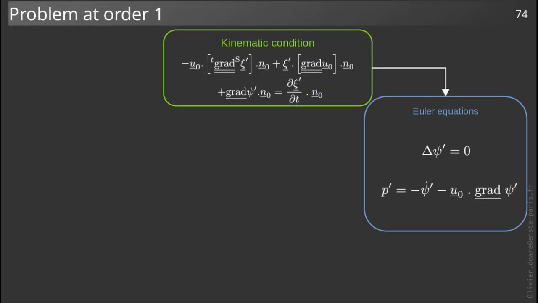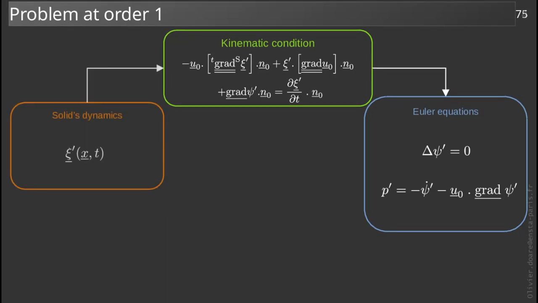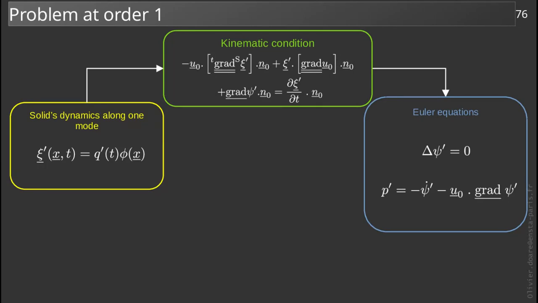Let us report all that we have obtained. Here is the problem at order 1 for the fluid. The boundary condition is given by the displacement field xi prime at the interface. We will consider in this analysis that it is a displacement according to a mode phi. Later, we will replace xi prime by q prime phi.